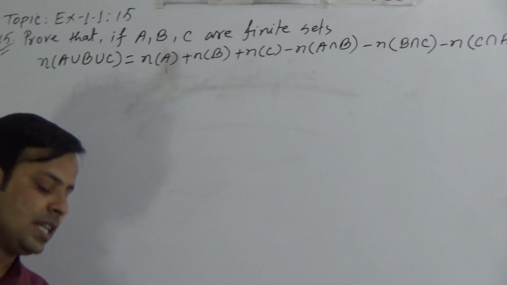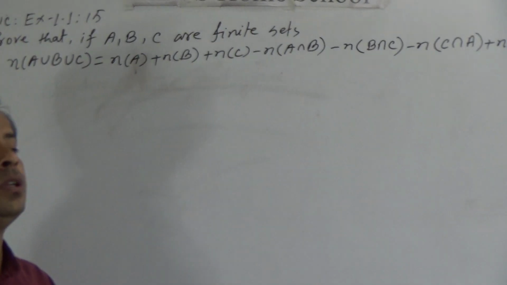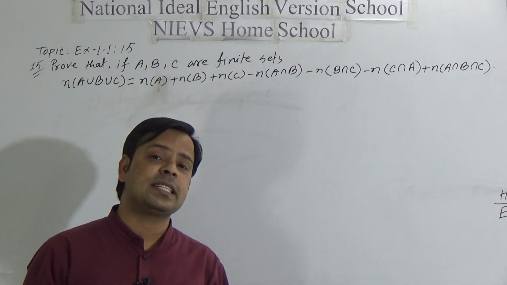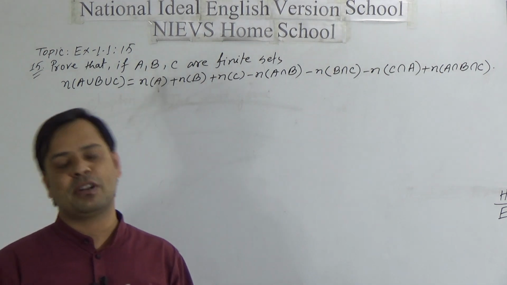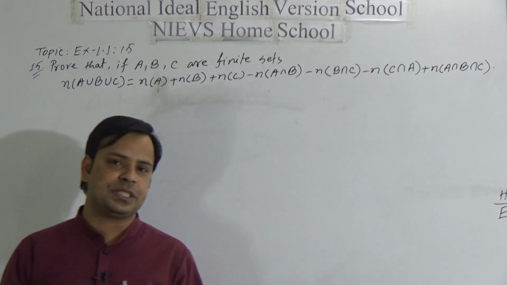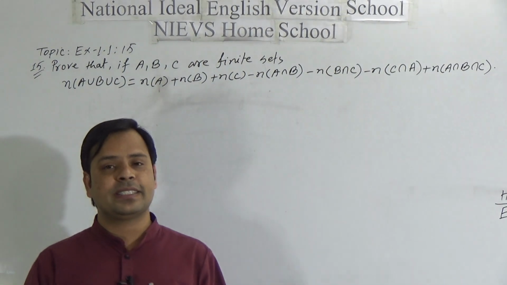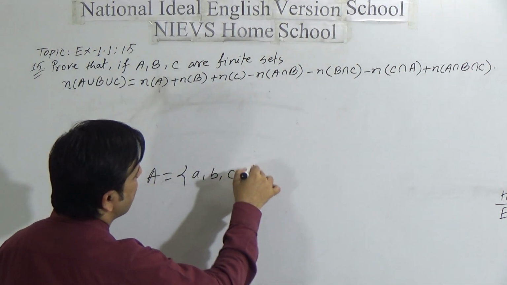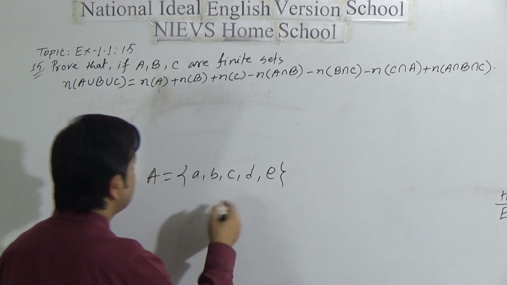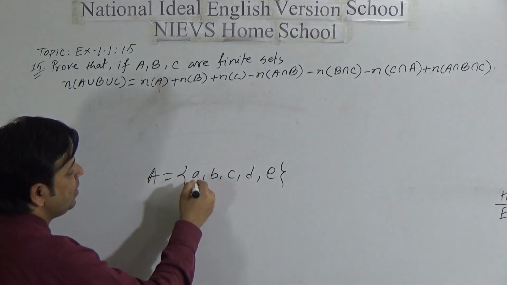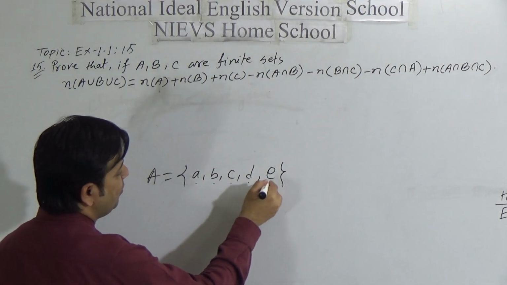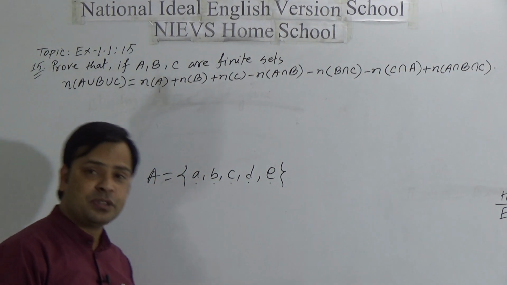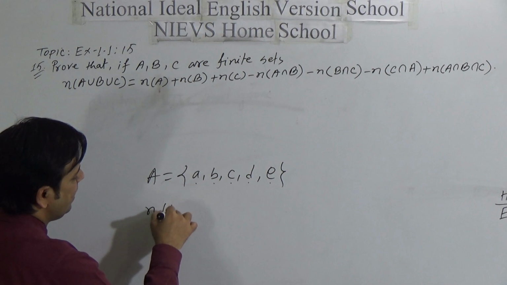To solve this question, at first you have to know the number of elements of a set. If a set is a finite set, we can determine the number of elements of the set by counting. Okay, dear students, so let us see. Suppose A is a set. A has elements a, b, c, d, e. So if we count the elements of A, 1, 2, 3, 4, 5, it means that A contains 5 elements. So the number of elements of A we can denote by n(A).